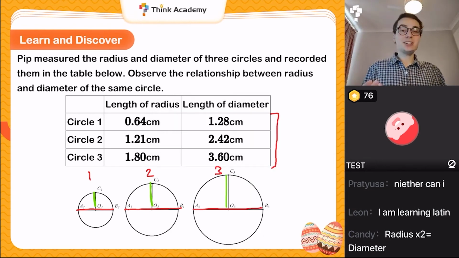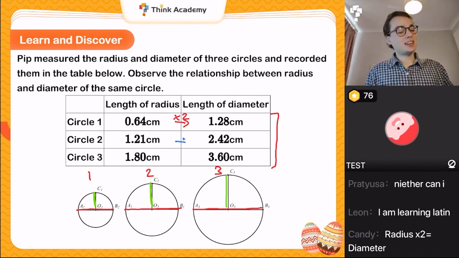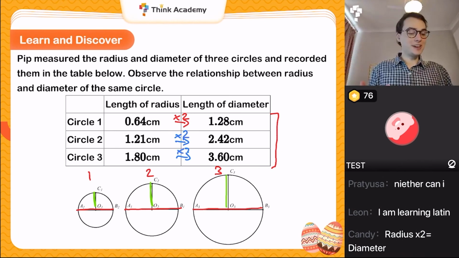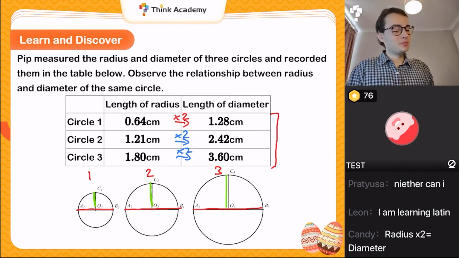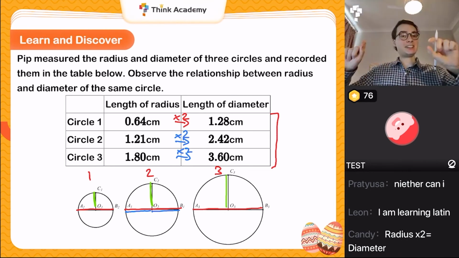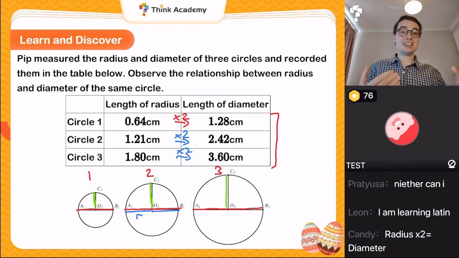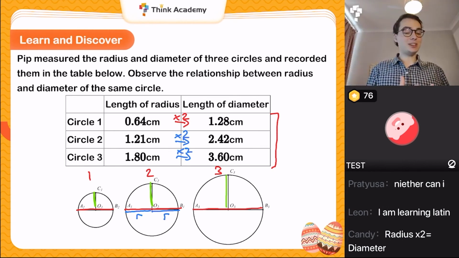So we can spot for each of these 3 circles, for circle 1, if you double the radius, you get the diameter, and the same for circle 2, the same for circle 3. And it kind of makes sense when you look at the diagram. If you look at a diameter, a line which goes all the way across the circle, if you split it in 2, then the first half will go from the outside of the circle to the center. So that will be a radius. And then the second half will go from the center to the other side of the circle. So that will also be a radius. So it's easy to see once you think of it that way that the diameter has got to always just be 2 times the radius.